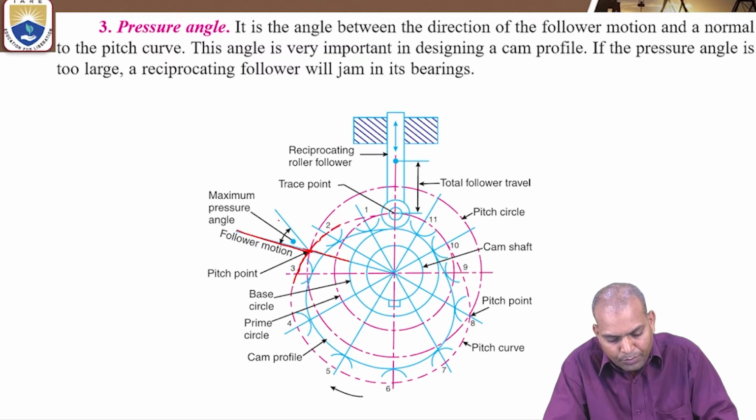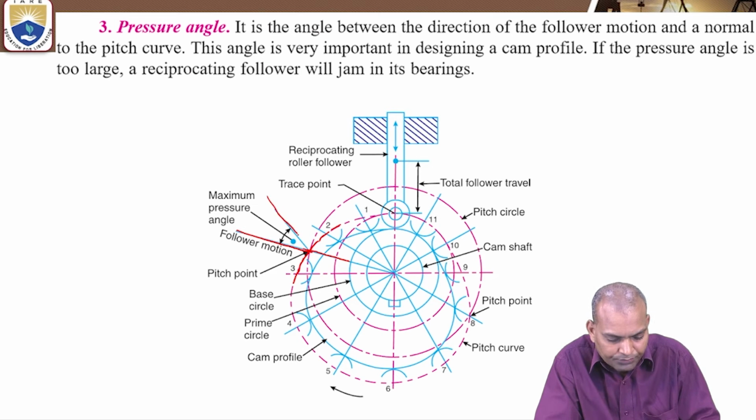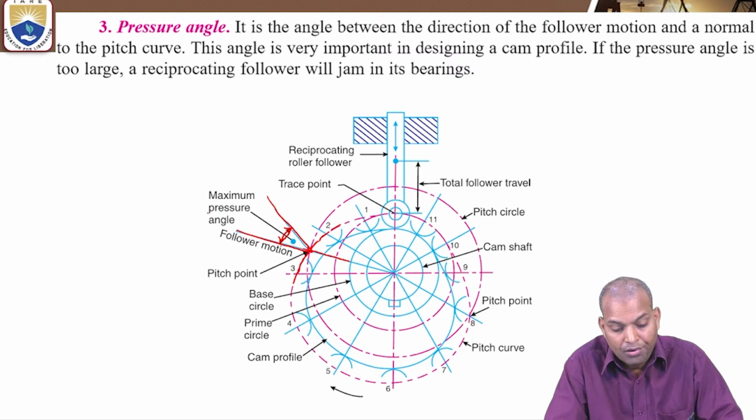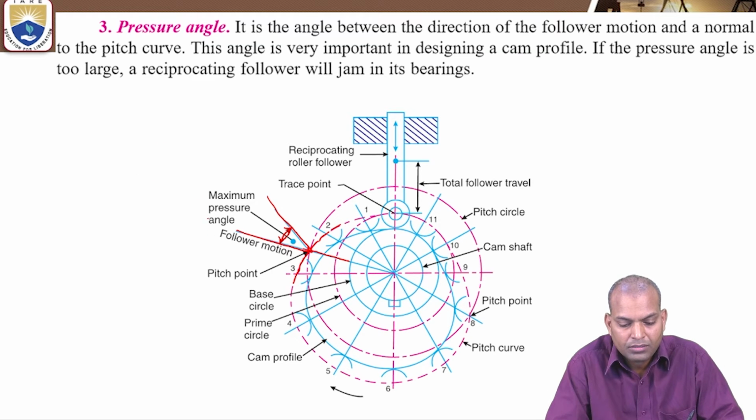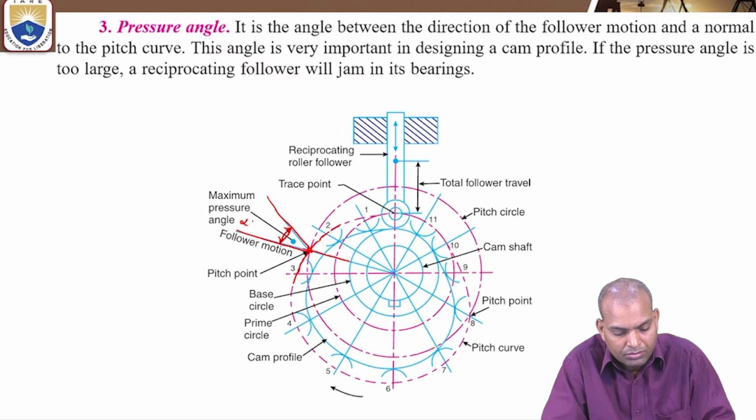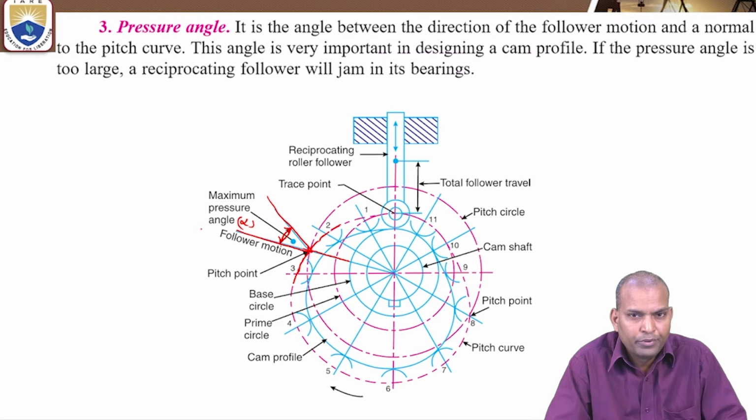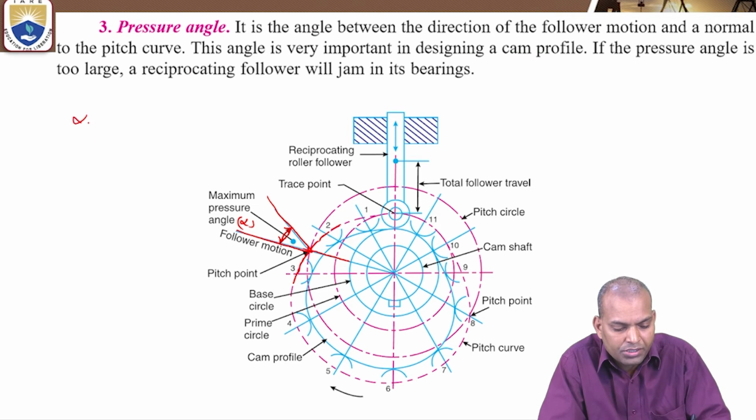And it is normal to the pitch curve. That angle is the pressure angle. Now, it is the angle denoted by various letters. Here we are following alpha. One more important point about alpha is when alpha is high.